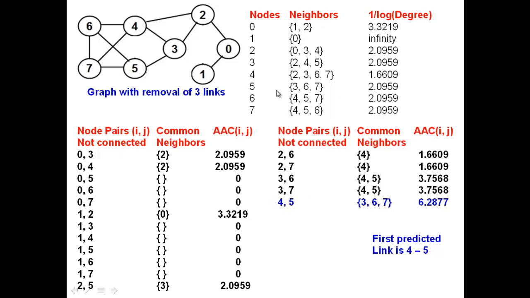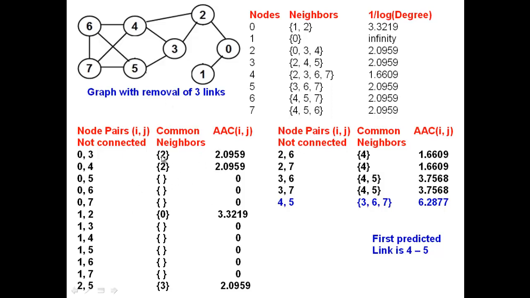Now 4, 5: you have 2, 3, 6, 7 and 3, 6, 7, so 3, 6, 7 are the common neighbors. 3, 6: you have 2, 4, 5 and 4, 5, 7, so 4, 5 are the common neighbors. Once you find the common neighbors for all these node pairs, use that formula: 1 over the log of the degree of that common neighbor, and take the summation of all these things.